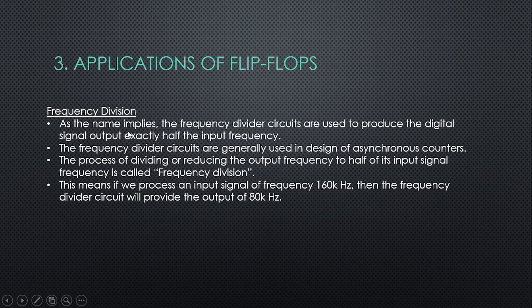So next, we have here frequency division, another application. As the name implies, the frequency divider circuits are used to produce a digital signal output at exactly half of its input frequency. So the frequency divider circuits are generally used in the design of asynchronous counters. The process of dividing or reducing the output frequency to half of its input signal frequency is called frequency division. So this means basically if we process an input signal of frequency 160 kilohertz, then the frequency divider will just cut it to half. It will produce the output of 80 kilohertz.